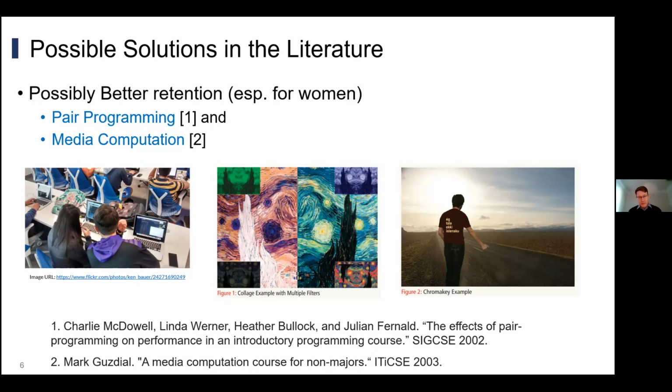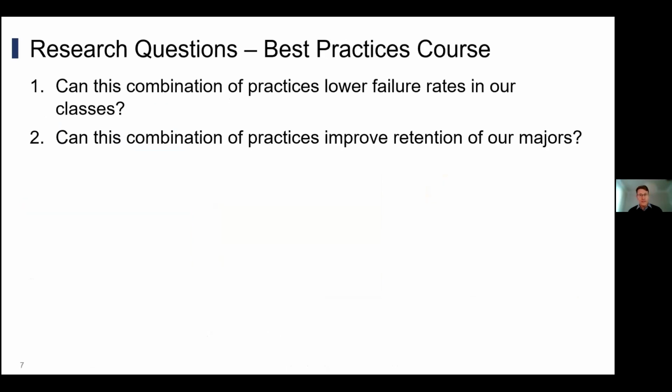Now, similar to pair programming, there have been a couple of papers on media computation which suggested that non-majors valued the curriculum and that it could attract women to the major and could even possibly reduce failure rates. But this was long before Mark's ICER 2013 paper that reported on the longitudinal evaluation of media computation. So we took these three courses, this combination of best practices, and this led to really clear research questions. So the first is, can this combination of practices lower failure rates in our classes? And then can this combination of practices improve retention of our majors?